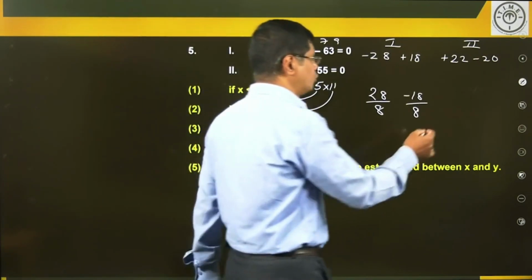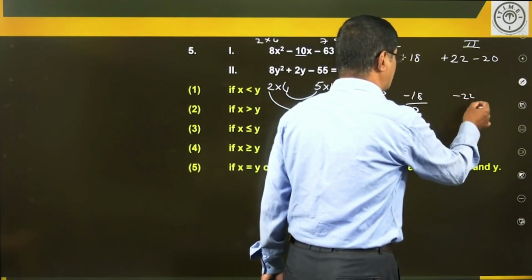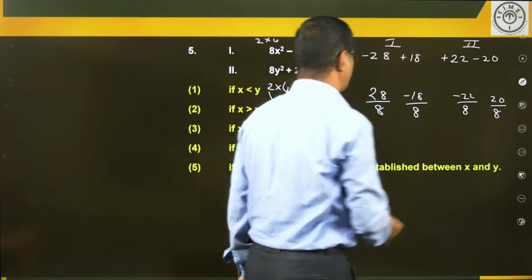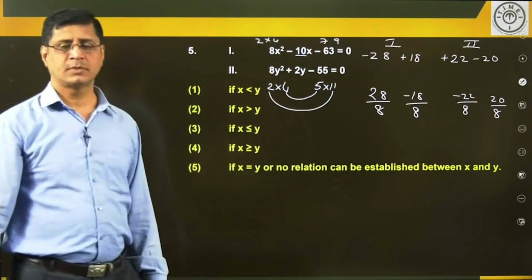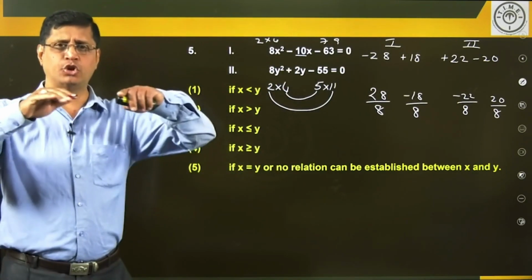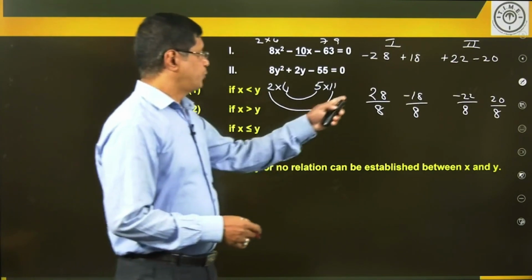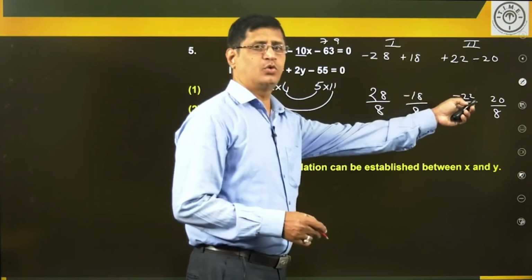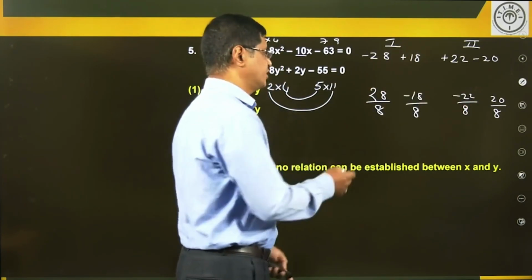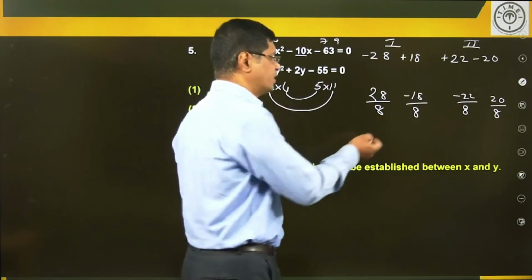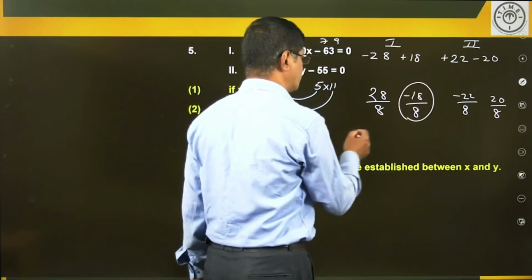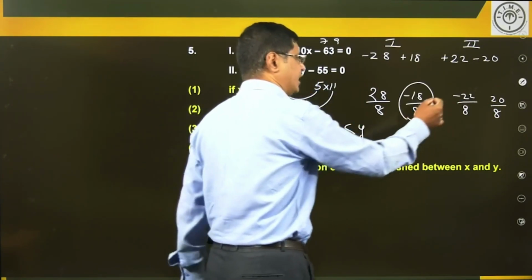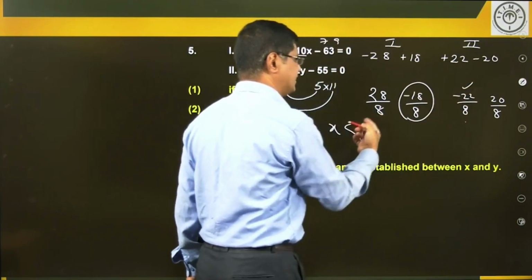Now what about the roots? Minus 22 by the coefficient of y square, and positive 20 by the coefficient of y square. The denominators are the same, just observe the numerators. 28 is greater than the roots of the second quadratic equation. In simple words, this is a negative value, so it is less than the positive.